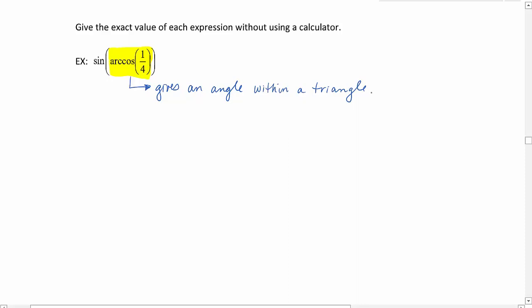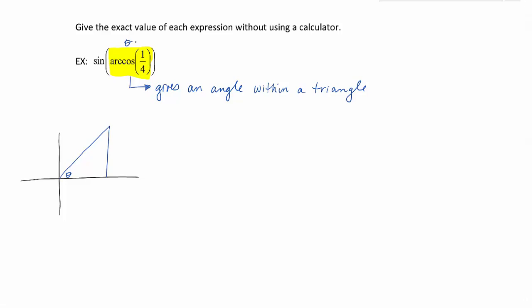So I'm going to draw a triangle. We know that cosine inverse is only defined in quadrants 1 and 2. And this 1/4 is positive, so that means that our triangle is going to have to be in the first quadrant. And this is some angle theta. We'll say that this whole thing highlighted in yellow is our theta. Well, cosine is x over r. So that means 1 is our x and 4 is our r, and we can do Pythagorean theorem to find the third side of our triangle.